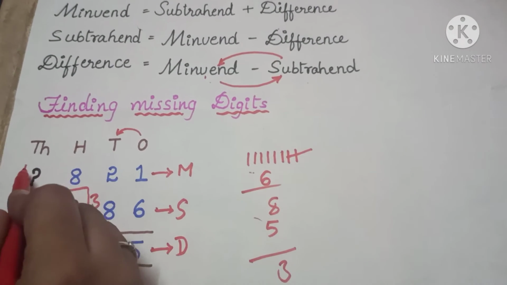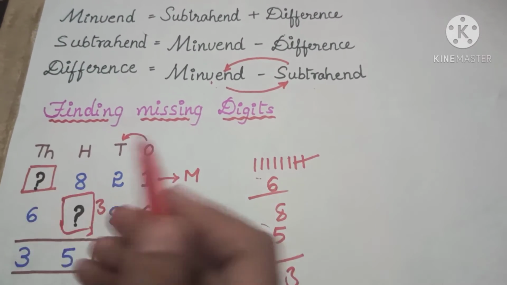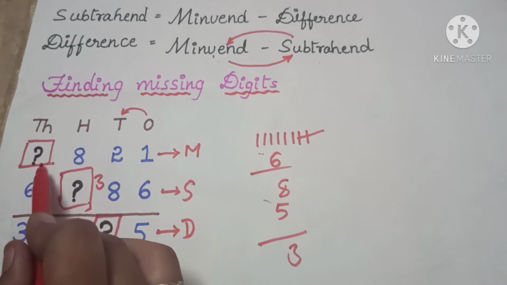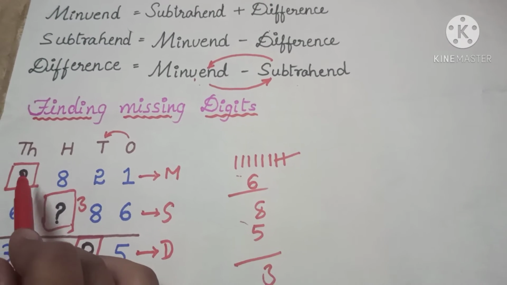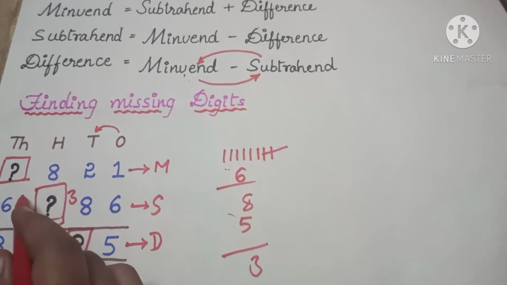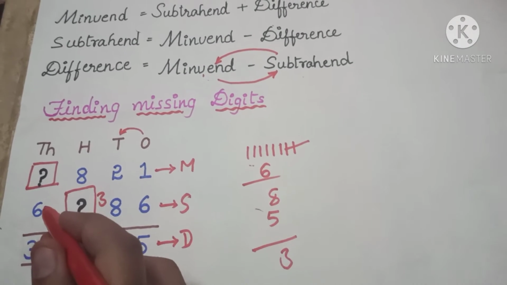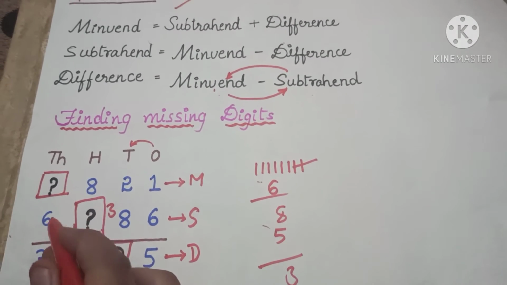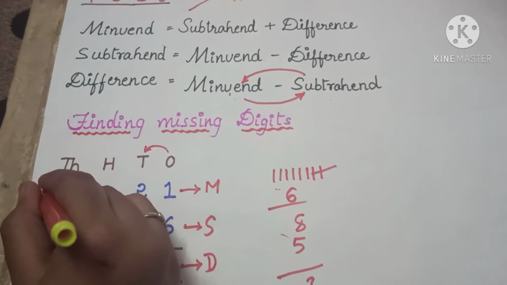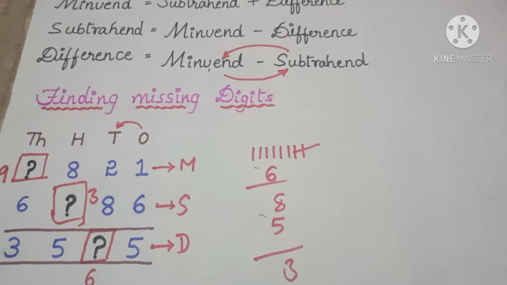Next, the thing we are missing here is in the thousands place, that is in the minuend, where minuend means subtrahend plus difference, which is a formula used for checking the given numbers. That is 6 plus 3 gives you the value of 9.